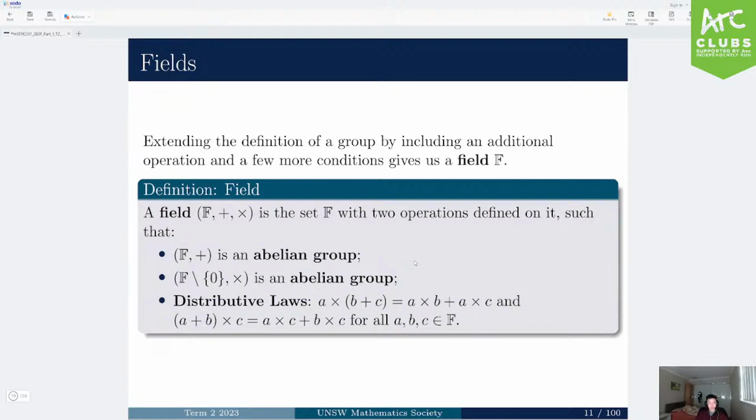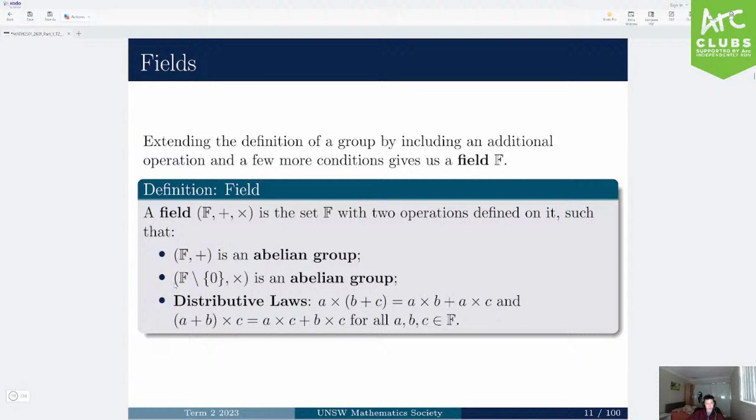And this brings us to the next concept called a field. Again, in a field we now have two binary operations, plus and multiply. The definition here is, firstly, the field including the plus sign is an abelian group. Again, an abelian group is a group where it satisfies the four definitions, and it also has the commutative law.